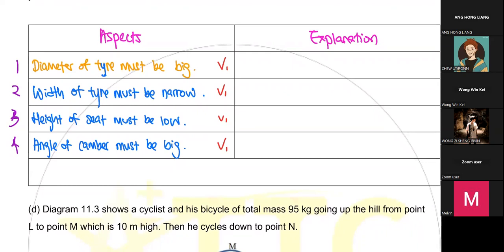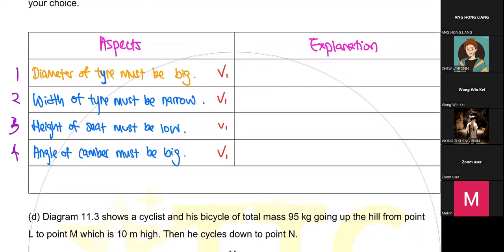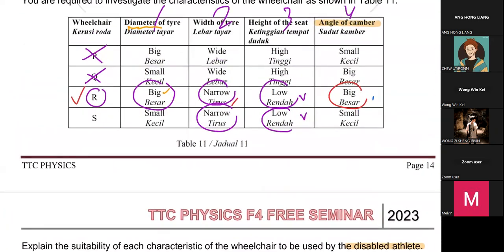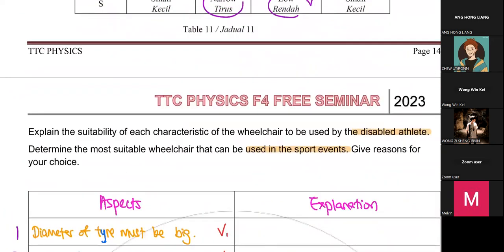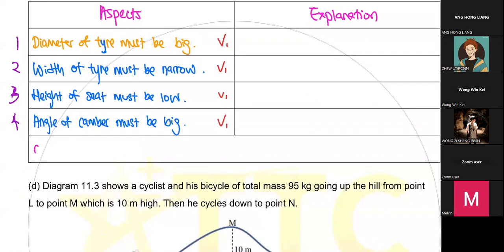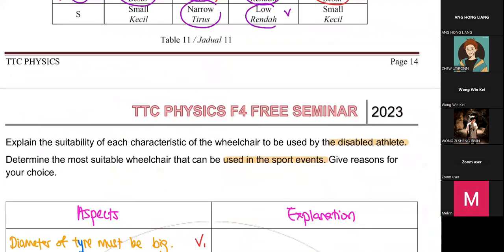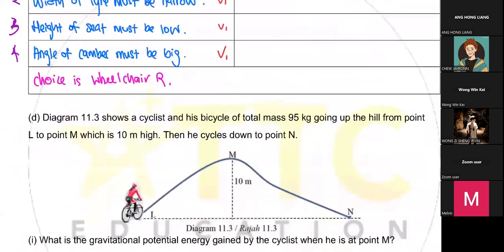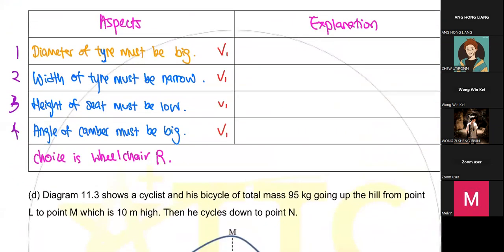Yeah, we need to write like the choice, right? Because this is a choosing question, right? So what choice is this? We're gonna choose R. But guys, don't just say R. We say that our choice is wheelchair R. You see, guys, I'm still using the title. So it's actually wheelchair R. Okay. Then another 1 more mark already. So I've got 5 marks.